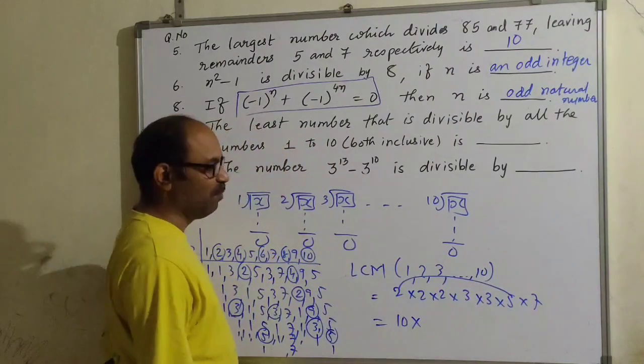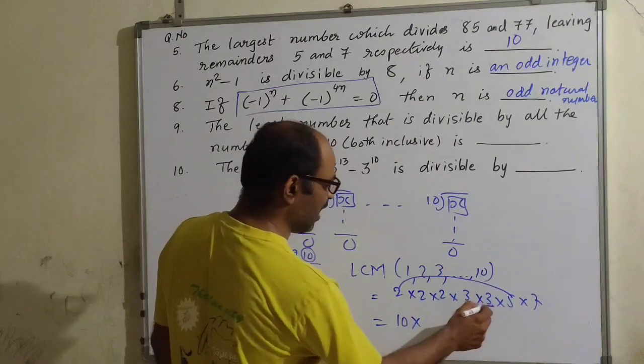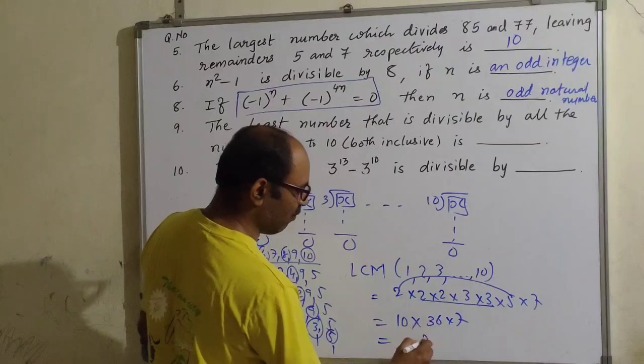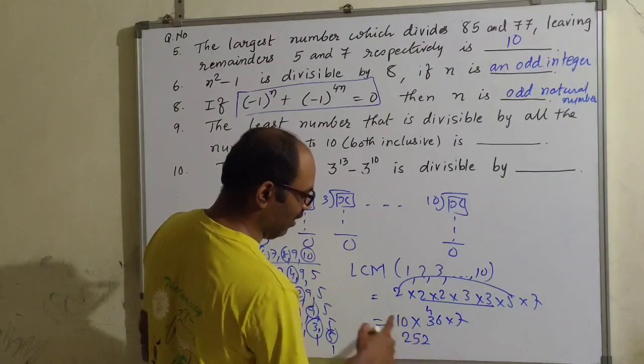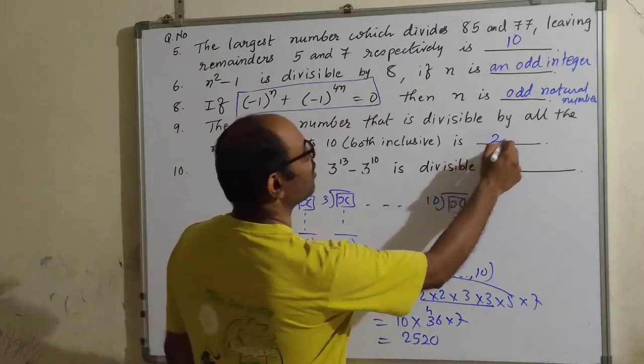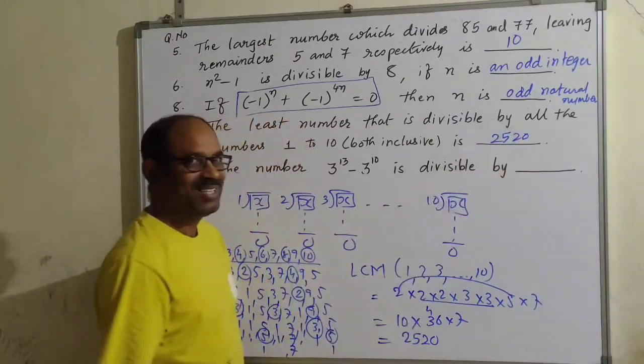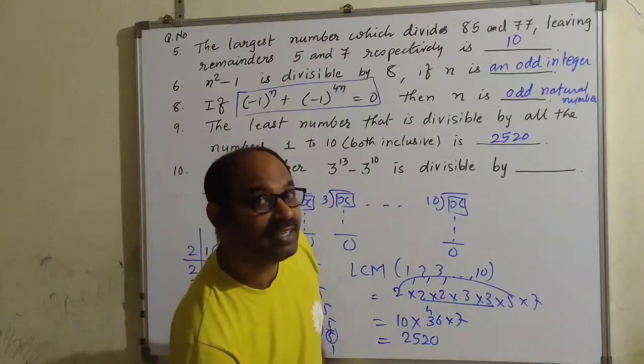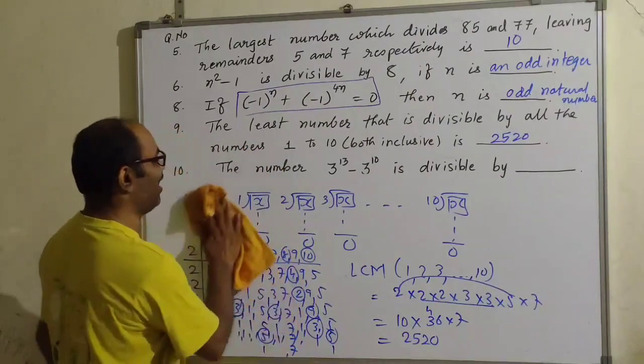I am choosing the pair for the product. Correct? Now this is 9 4s are 36 into 7. 7 6s are 42, 4 2s are 8, 252 into 10, so 2520. That is the smallest number which is divisible by any number from 1 to 10. Correct? Alright.